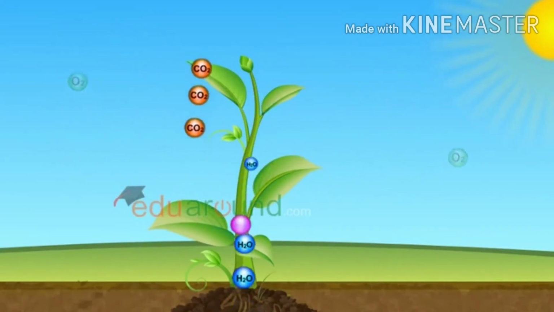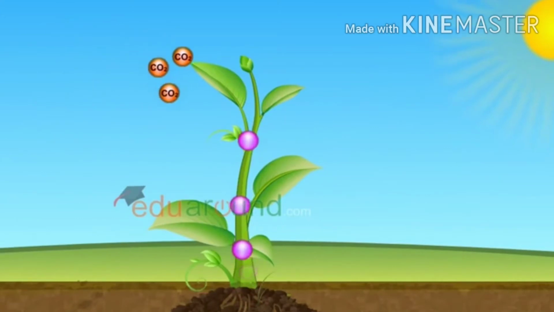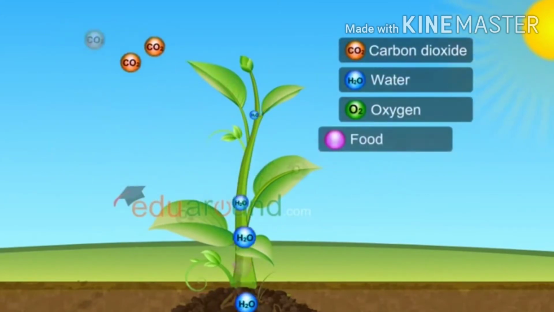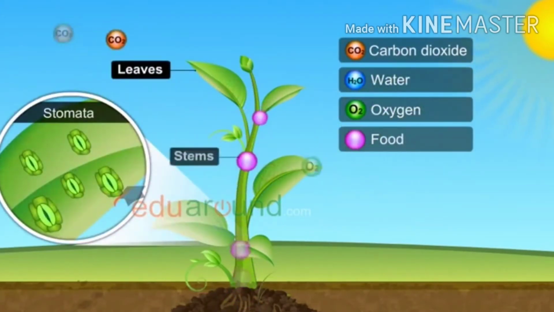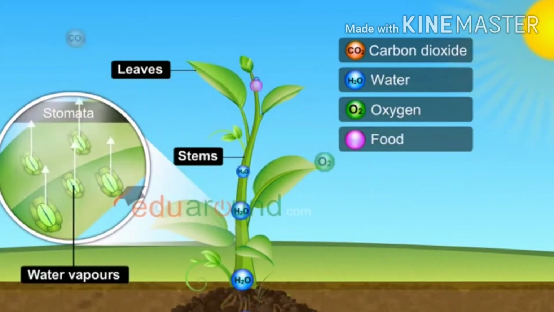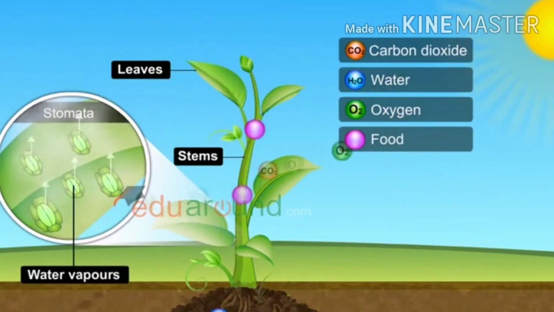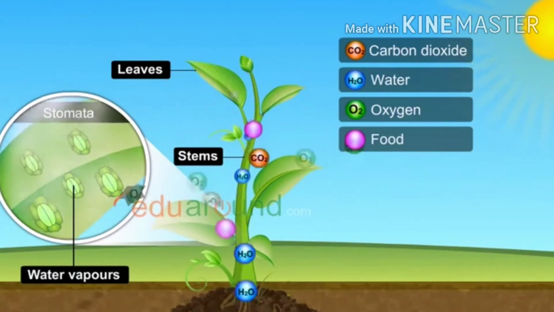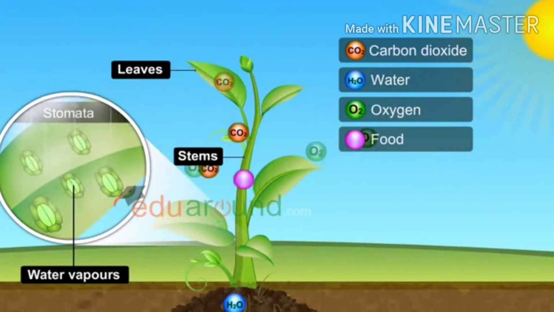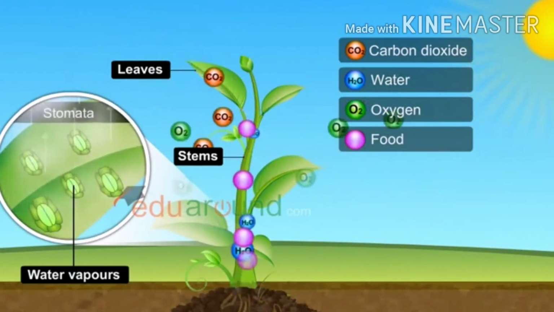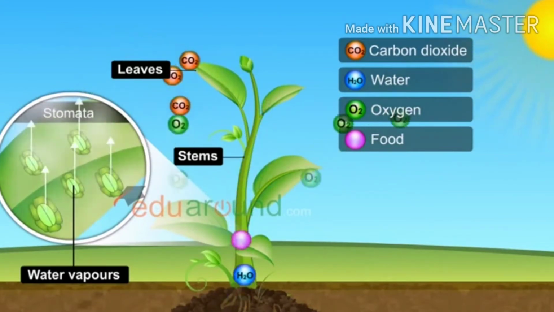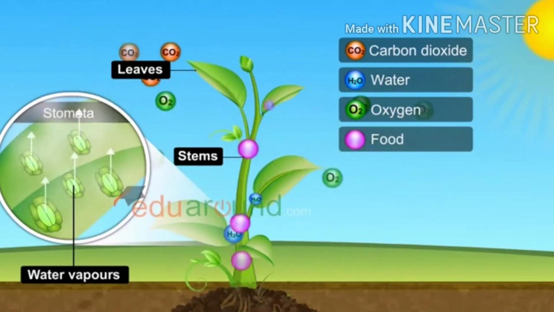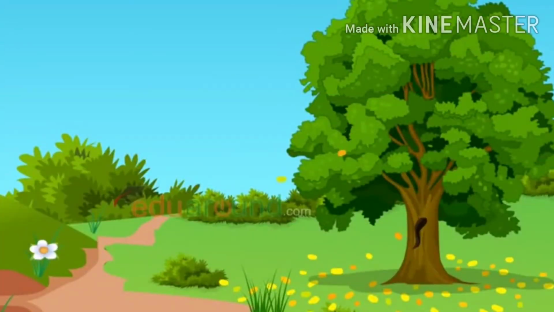Excretion is carried out in the plants in the following ways. Number 1. The gaseous wastes, oxygen, carbon dioxide, and water vapors are removed through stomata of leaves and lenticels of stems. Number 2. Many waste products are stored in vacuoles of the cells. Plant cells have comparatively large vacuoles. Number 3. Some waste products are stored in the leaves. They are removed as the leaves fall off.